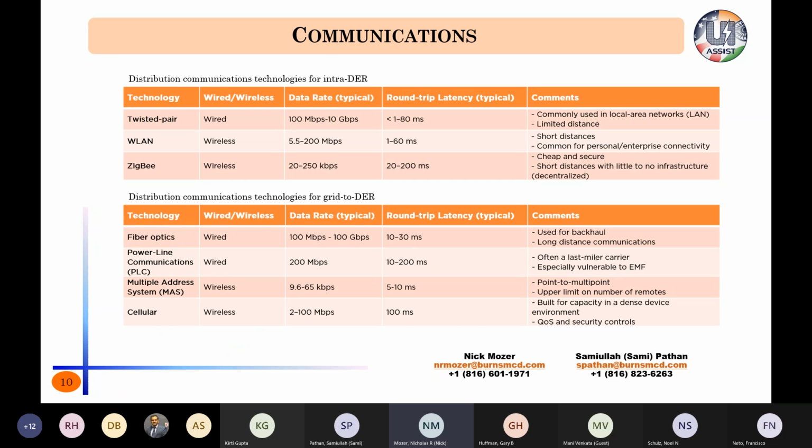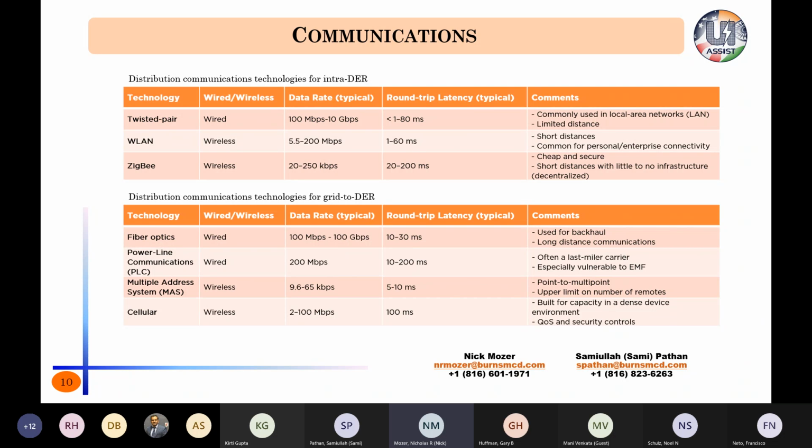So now that we've laid out what kind of options we have between wired and wireless communications, and we also have the metrics to stand these up against each other, how do they stack up? On this chart, you see two different charts. The top one is an intra DER chart. So this is between or within the DER. For example, this could be like a home area network or a microgrid.